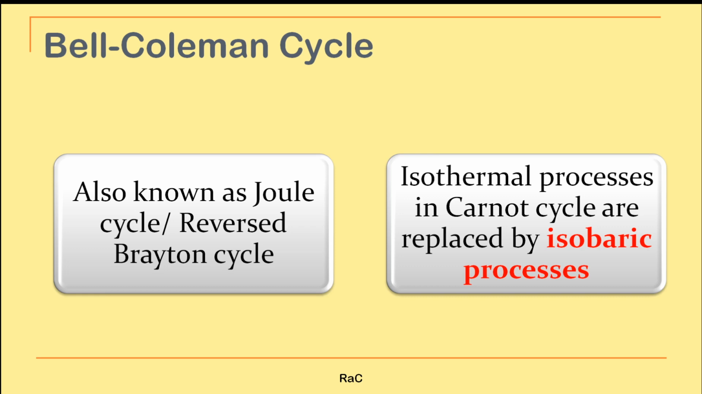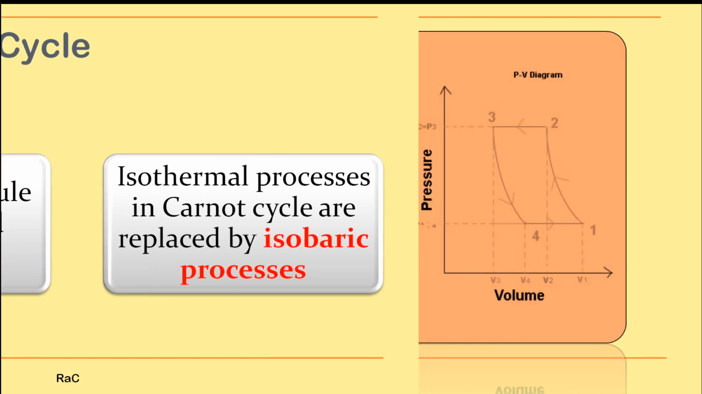Now when that cycle, the Brayton cycle, is reversed, just like the Carnot cycle, since all the four processes are reversible in the Brayton cycle also, all the four processes could be executed in the reverse direction, and that is known as the reversed Brayton cycle, otherwise the Joule cycle or Bell-Coleman cycle. Now the difference of this cycle from the Carnot cycle is that the isothermal processes, heat rejection and heat addition, are replaced by isobaric processes, that is, constant pressure heat addition and rejection.